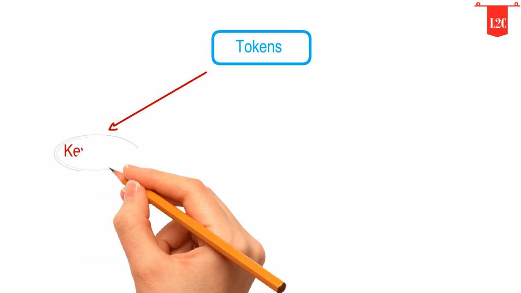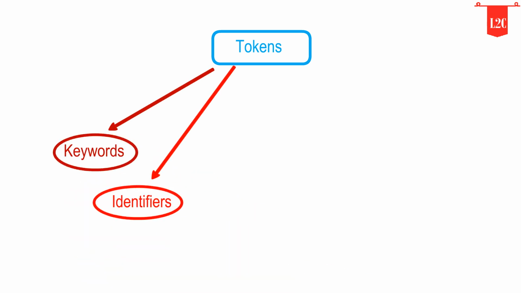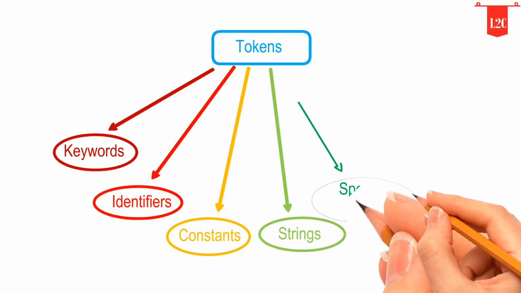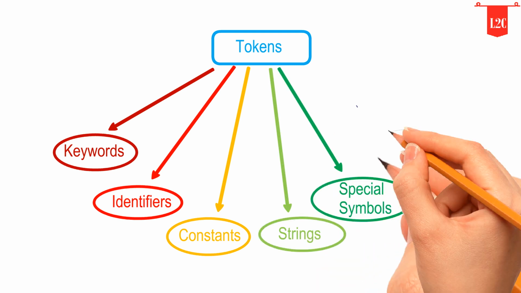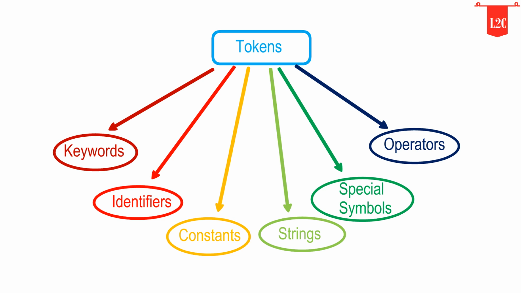There are 6 types of tokens in C programming language. First, keyword. Second, identifier. Third, constant. Fourth, string. Fifth, special symbol. Sixth, operator. Now we know the 6 types of tokens in the C programming language. Let's discuss one by one.